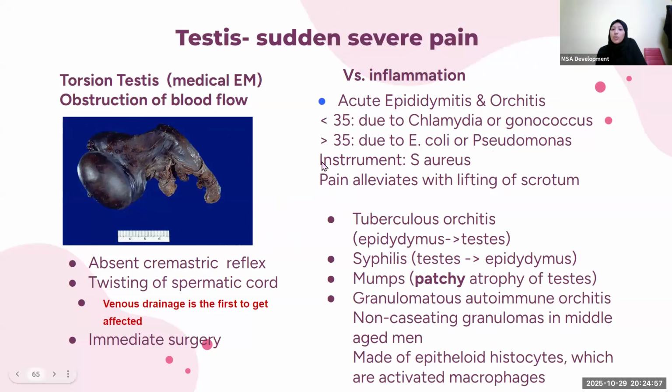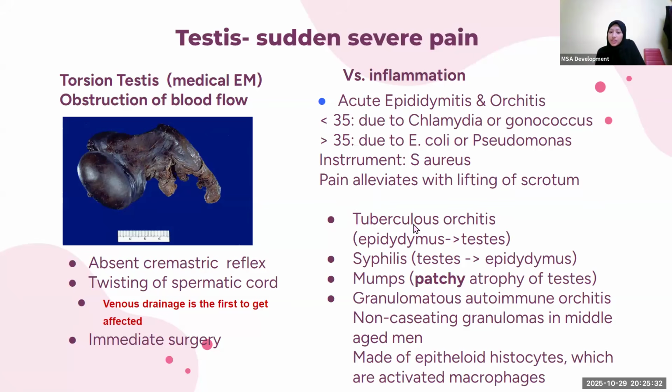However, if you elevate the testis, it is going to make the patient feel better. That is another key point. In torsion, even if you lift the testis up, it is not going to reduce the pain. So there is no relief and absent reflex. Here in inflammation they have relief upon lifting the testis up because you are reducing the inflammation and the pain, and the reflex is there as well.